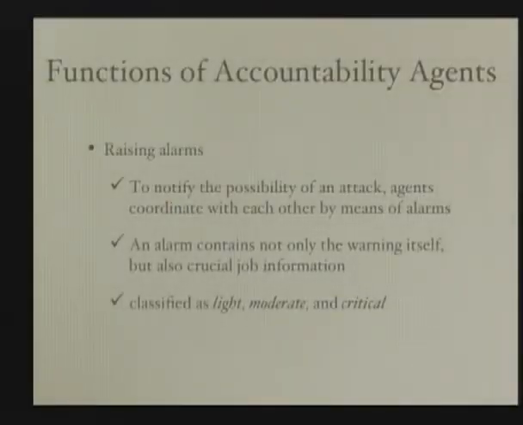And then if an anomaly is detected, the agent issues alarms based on the severity of the threat and the likelihood that the anomaly is in fact an attack. Raising alarms is to notify of the possibility of an attack. Agents coordinate with each other by means of alarms. An alarm contains not only the warning itself, but also crucial job information like handler information, job ID, alarm issuer's identity, and destination information about possible attacks. This alarm is classified as light, moderate, or critical based on the severity of the threat.